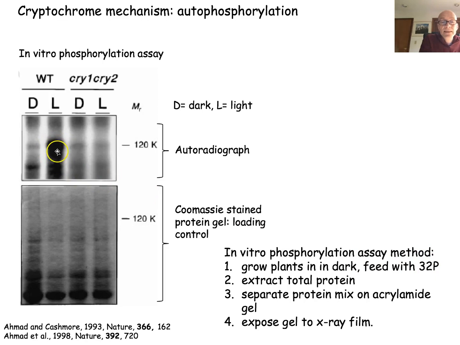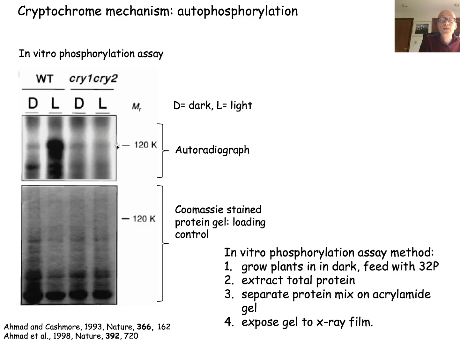this phosphorylation label. And so one particular protein is now super phosphorylated, right? It picks up all this 32P. It seems like there is some sort of phosphorylation event going on for this particular protein. Well, when you do that for the mutant, that phosphorylation event does not occur, because you are missing these two proteins. So if you extract the total protein, separate the protein mix on the acrylamide gel, and expose that gel to the X-ray film, you can tell that this must be the Cry1, Cry2 protein, because that's the only thing that's different in these two assays.